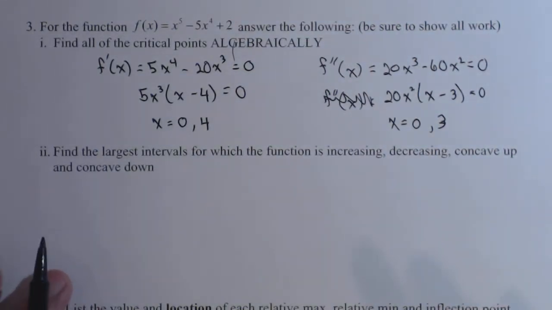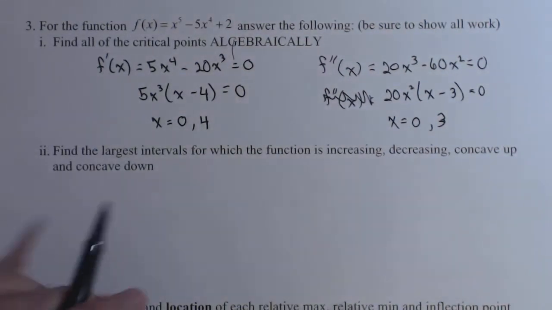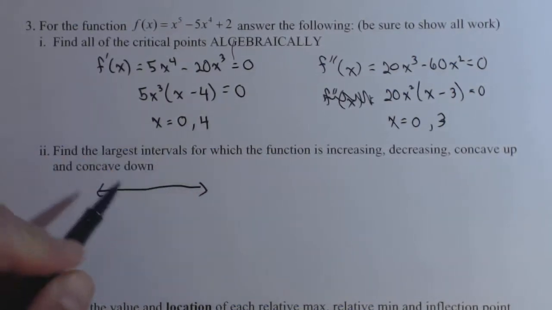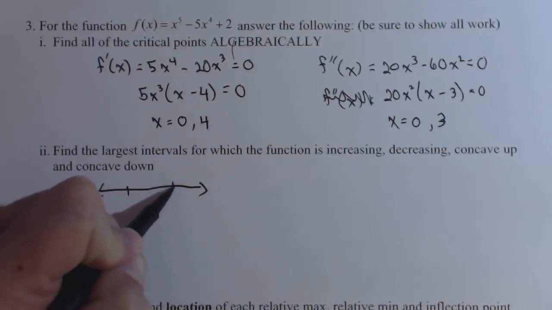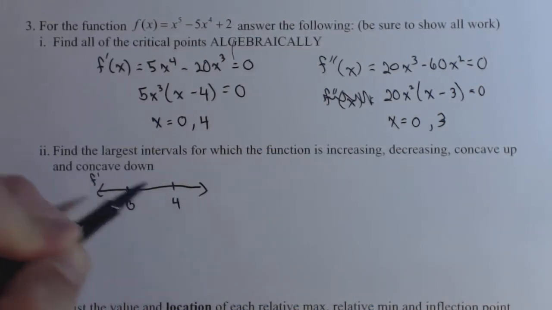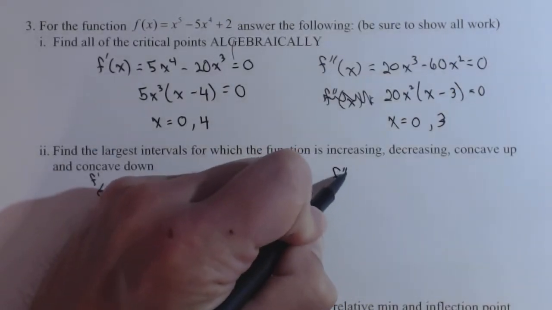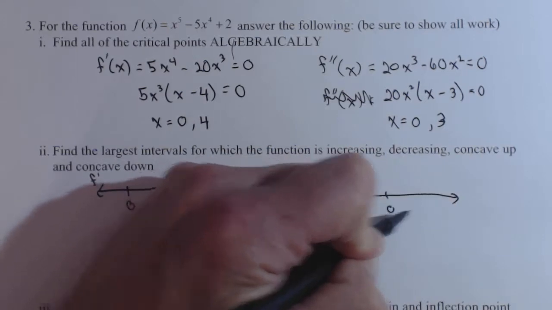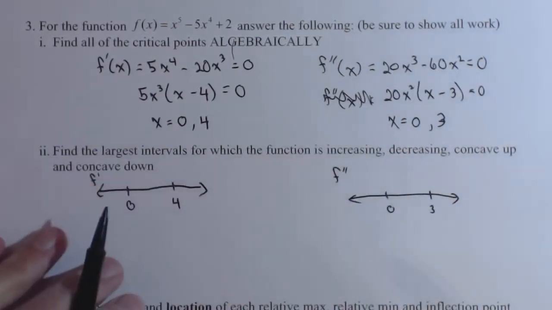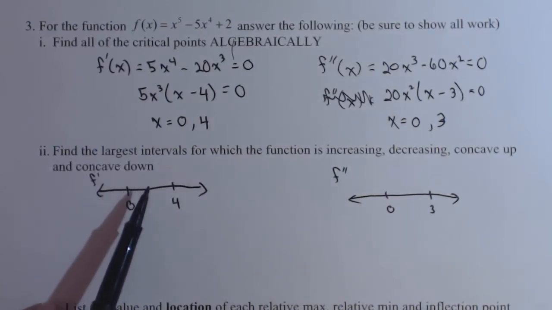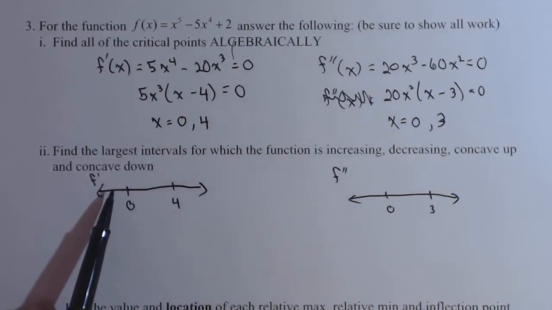Now we're going to use these in the next part, which wants us to find where this function is increasing, decreasing, concave up, and concave down. So I'm going to make a number line for my first derivative, f prime, and put on 0 and 4. And I'm going to make a number line for my second derivative for when I do concavity, and put on 0 and 3. Now, what we need to do is test the derivative to see if it's positive or negative in each of these three intervals.